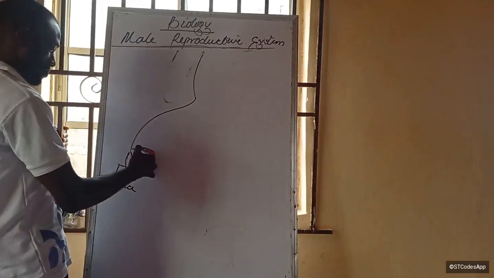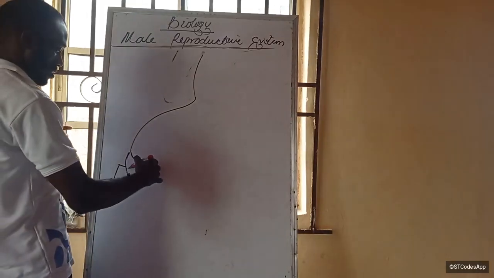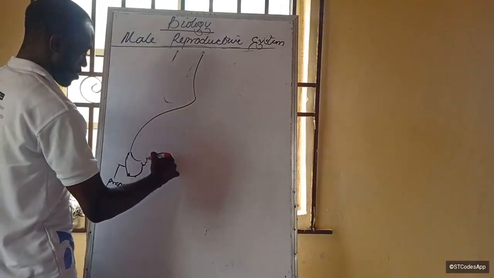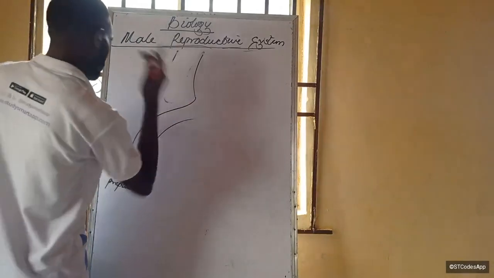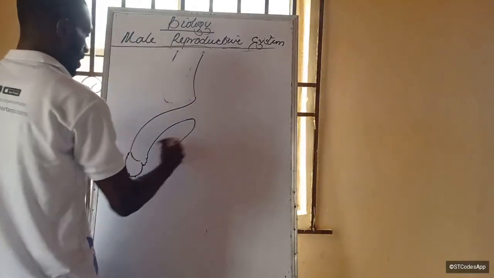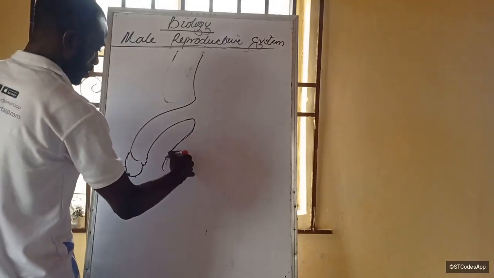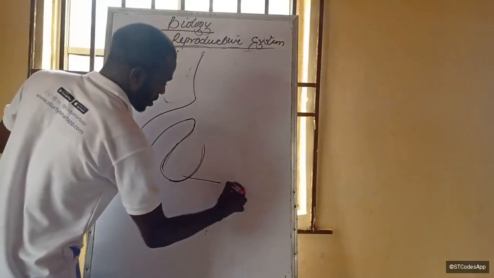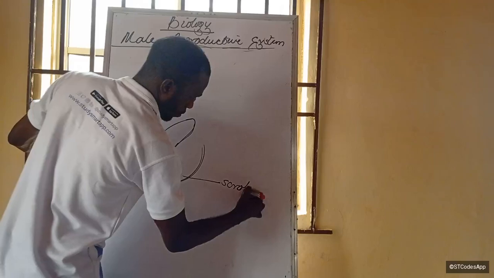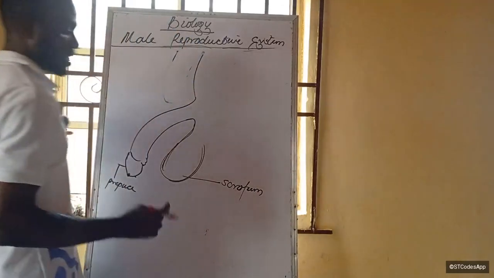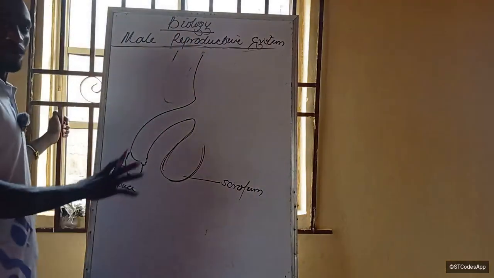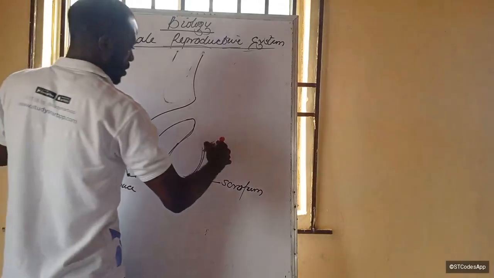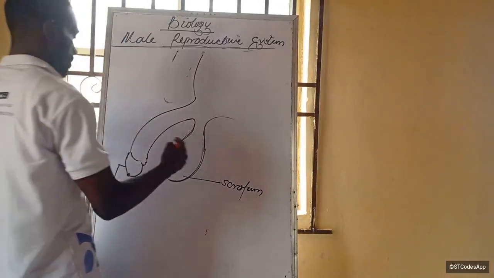Now it leads, and it's connected to a sac here called the scrotal sac. This is called the scrotum. Now the scrotum, I'm going to draw the scrotum. I'm going to enlarge it and show you what it looks like.